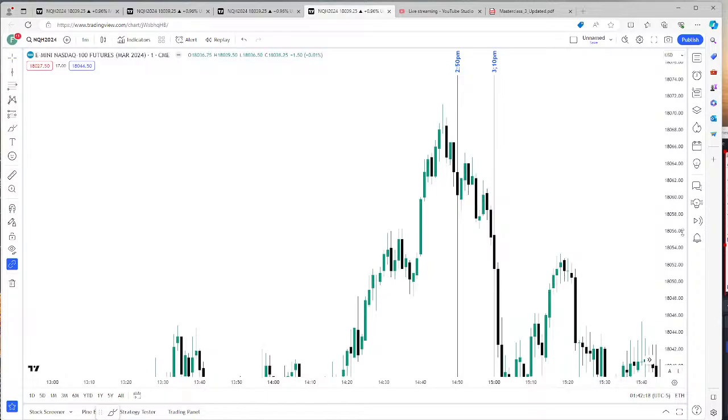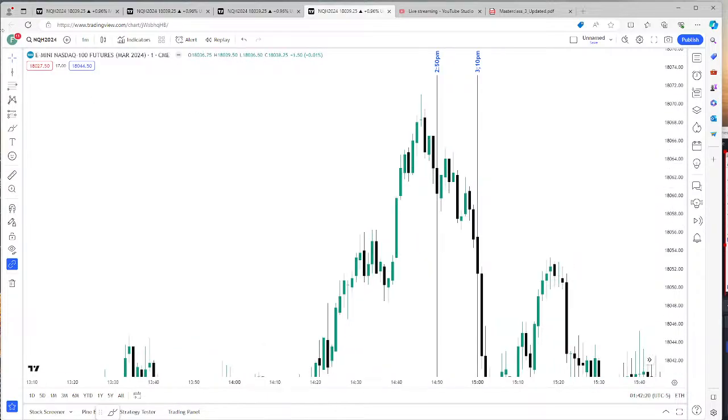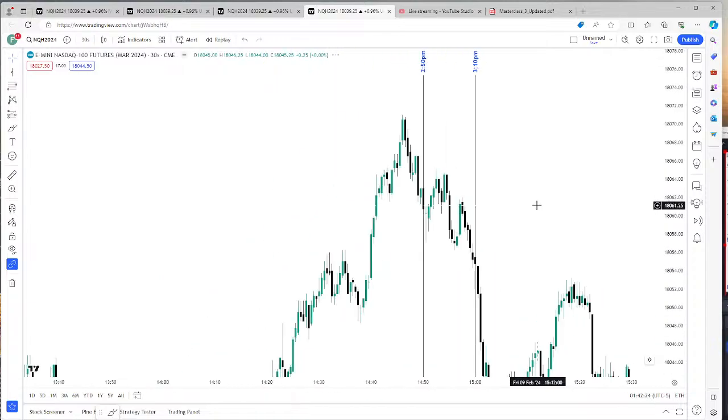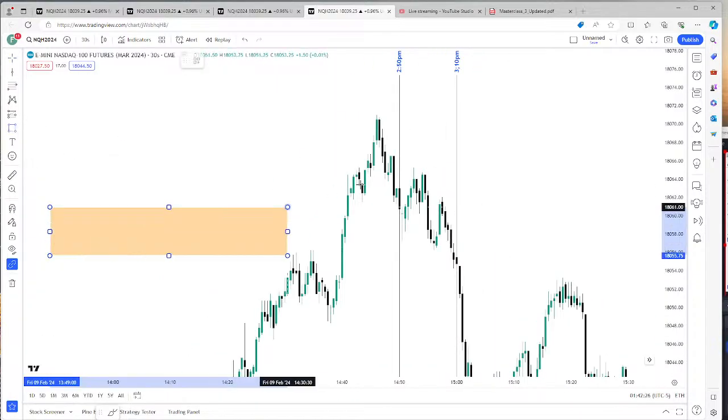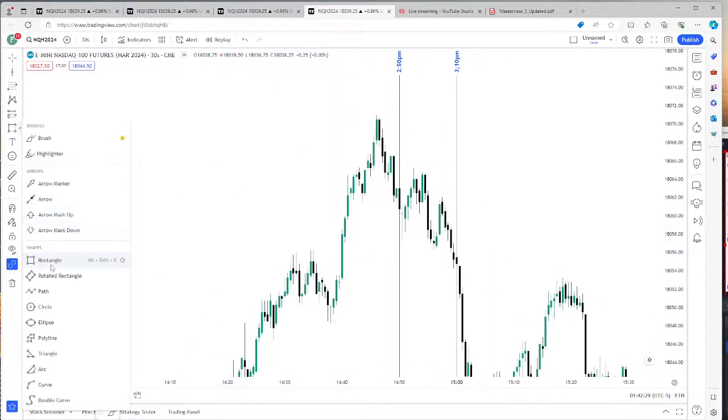Now, what I see here is a breaker block, right? It's easier to see on a 30-second time frame. I'm just going to go through this quickly because I've got another video already on this. But this is a breaker block. Let me just draw this out.